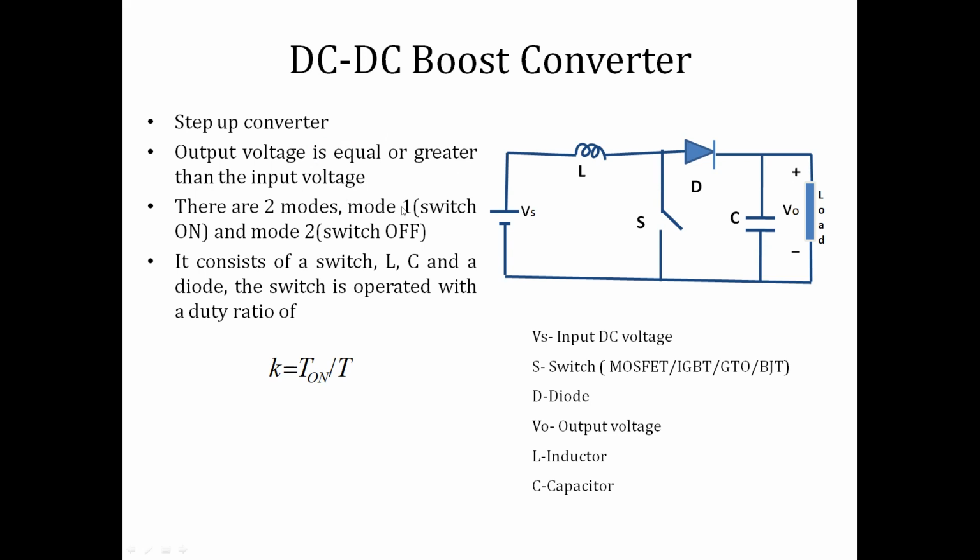There are two modes of operation. In mode 1, the switch is in the on condition, and in mode 2, the switch will be in the off condition. The circuit of the boost converter is shown here. The circuit consists of L, switch, diode, capacitor, and the load. The switch is operated with a duty ratio of K equal to T on by T.